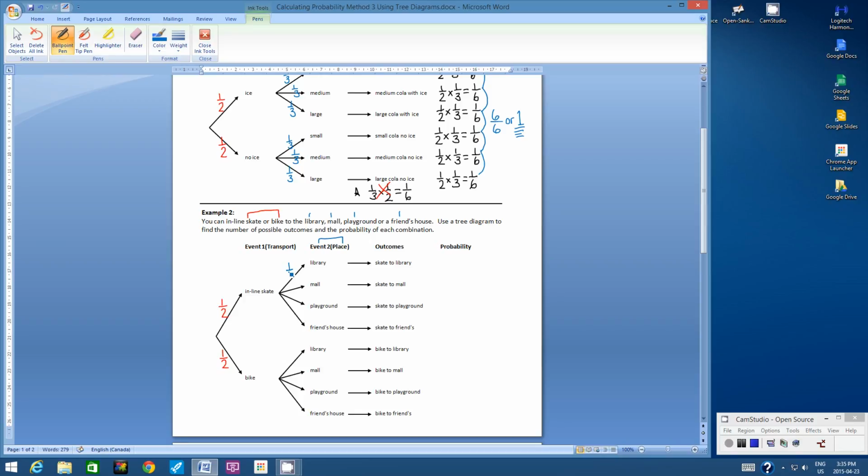I hope you said 1/4. Now remember, in the previous question, it was 1/3 because we had 3 separate branches. But in this one, it's 1/4. Okay? And then we're going to do the same to this set of branches in the lower half of the tree. We have 1 in 4 chances of going to the library, 1 in 4 chances of going to the mall, 1 in 4 chances of going to the playground, and 1 in 4 chances of going to a friend's house.